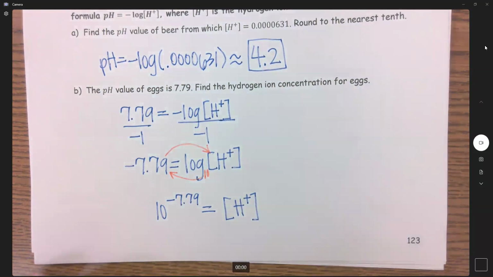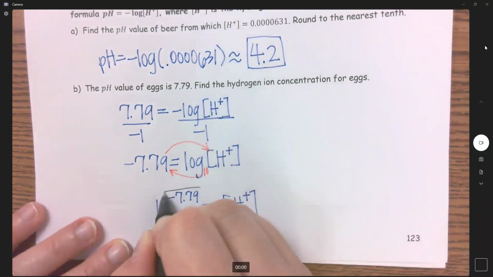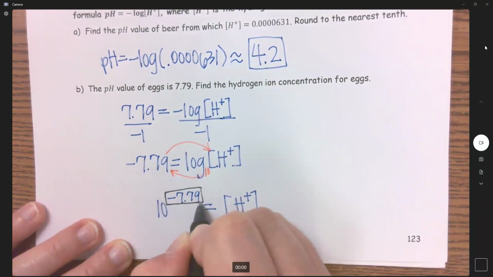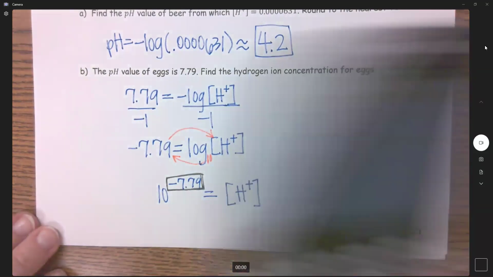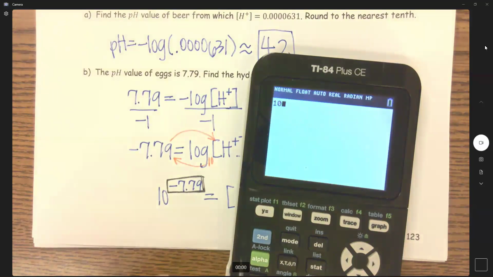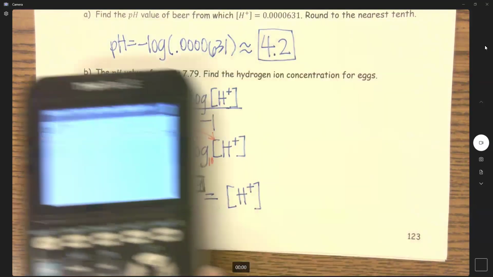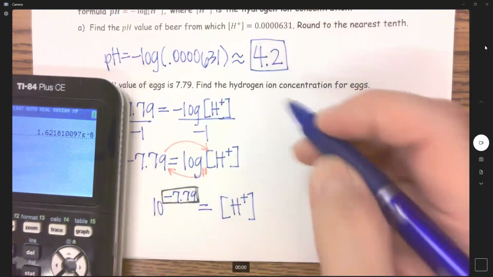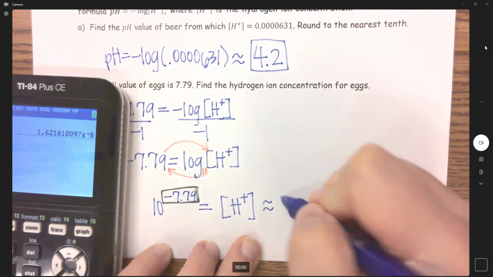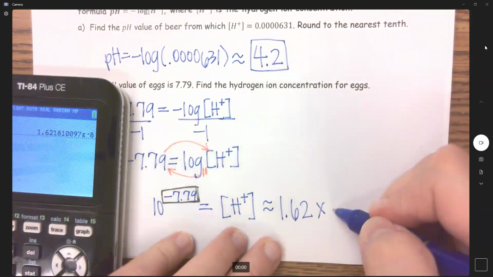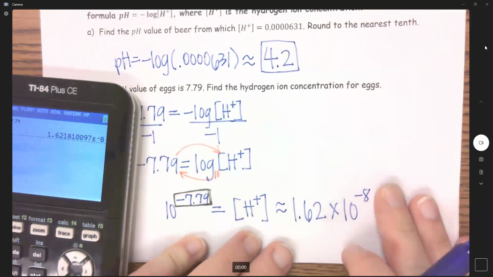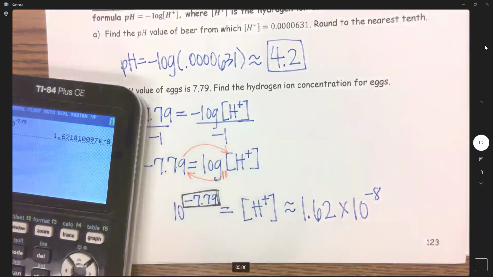Now I am pretty sure that in my math lab it has 10, and then it has a box right here, so you are just typing in that number there. But just in case that's not the case, if I type that in, we get this number right here. And so that would mean that this is roughly 1.62 times, that's scientific notation, times 10 to the negative 8. So a very, very small number, but I think that's all my math lab wants is that right there.